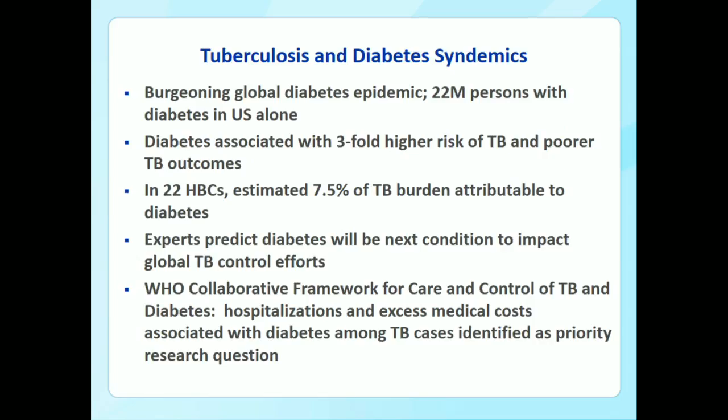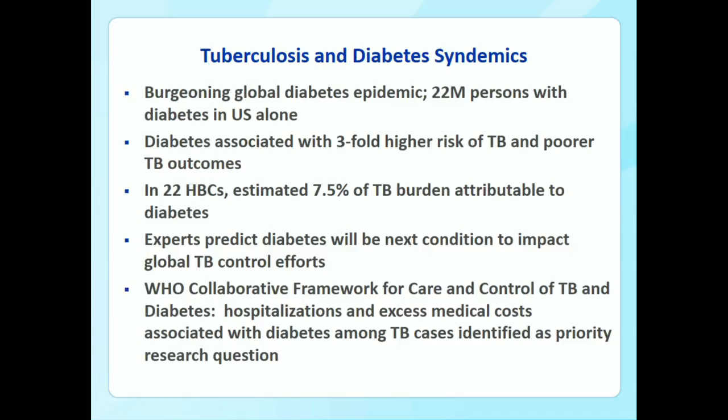In the United States, and indeed globally, there's a burgeoning diabetes epidemic. In the United States alone, there are an estimated 22 million persons living with diabetes. Diabetes has been associated with a threefold higher risk of TB and poorer TB outcomes. In the 22 high burden countries, an estimated 7.5% of the TB burden is attributable to diabetes. Many TB experts predict that diabetes will be the next condition to impact our global TB control efforts, including in low incidence countries where TB control efforts have been largely successful.